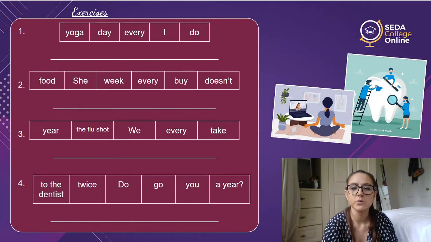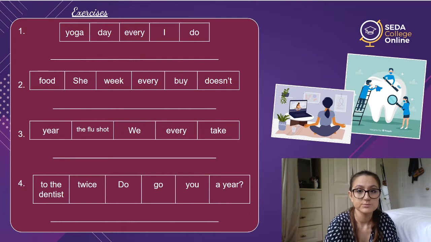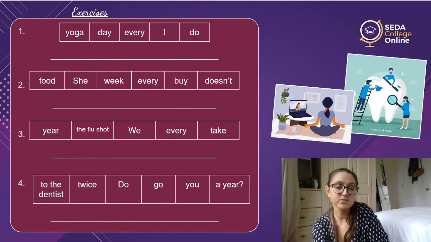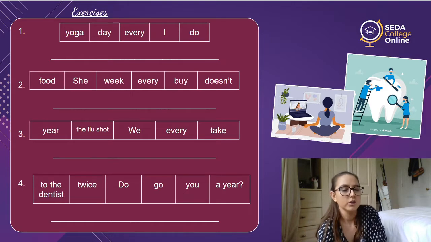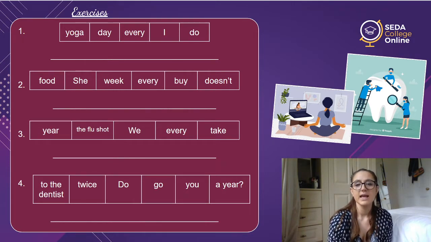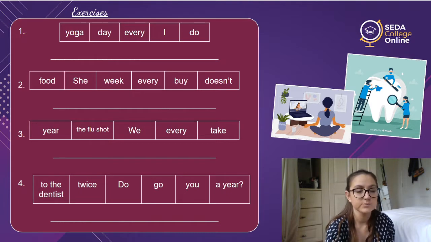Exercises. You need to put in the right order. All right, I know you like that exercise, so that's why I give it to you so much. So, number 1, yoga day every I do. 2, food she week every by does it.